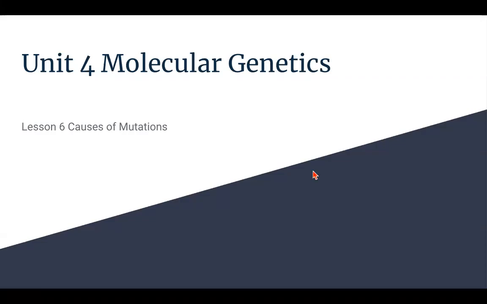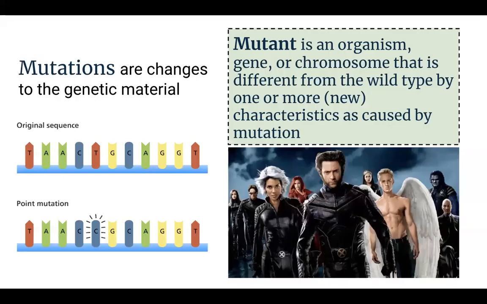Hi, so this is our lesson for causes of mutation. Mutations are changes to the genetic material, something that I taught you last lesson. And the word mutant refers to organisms or genes or chromosomes that carry those mutations and make them different from the wild type. The word wild type just means the normal population or the majority of the population.